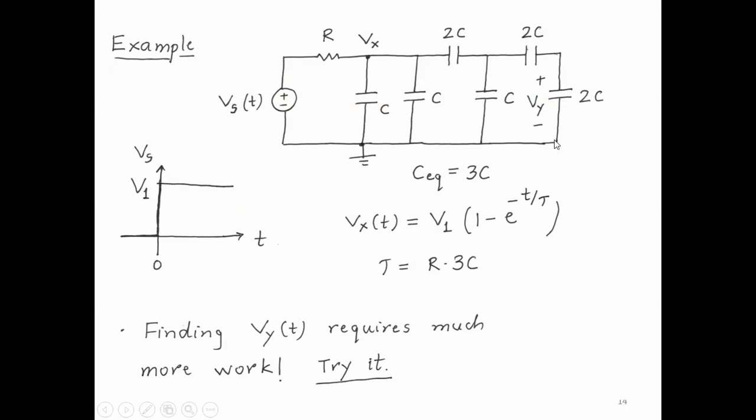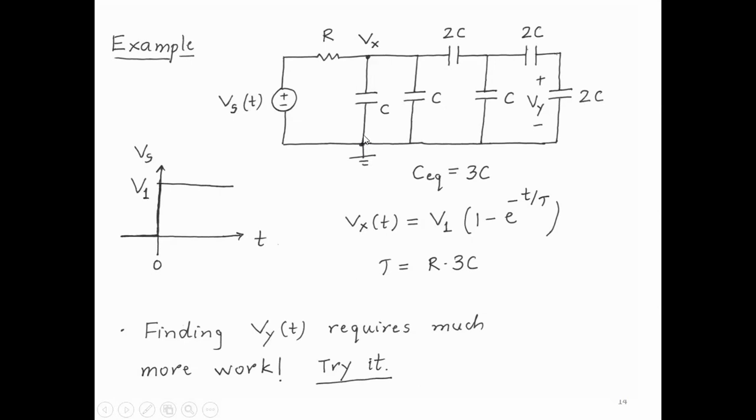So we are given this circuit, and we are told that this voltage Vs of t, a voltage source, is 0 for t less than 0, and it suddenly becomes some constant value V1 at t equal to 0, and then it stays at that value. We are asked to find the voltage Vy across this capacitor. No, we are asked to find Vx. Okay, we are asked to find both. So let's find Vx first.